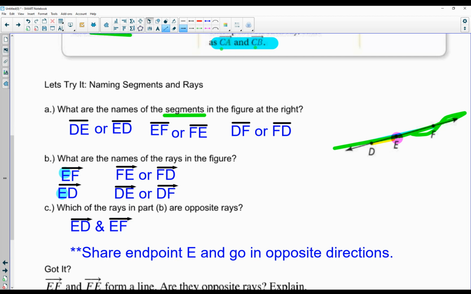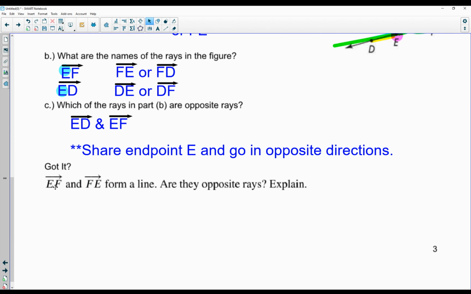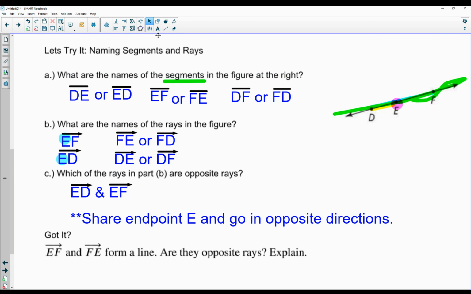Perfect. All right, now let's go to the got it question. It wants to know, is EF, so EF and FE, do they form a line? Oh, it says EF and FE form a line, excuse me. But are they opposite rays? And explain. So let's go back up here, and I'm going to erase what we have.